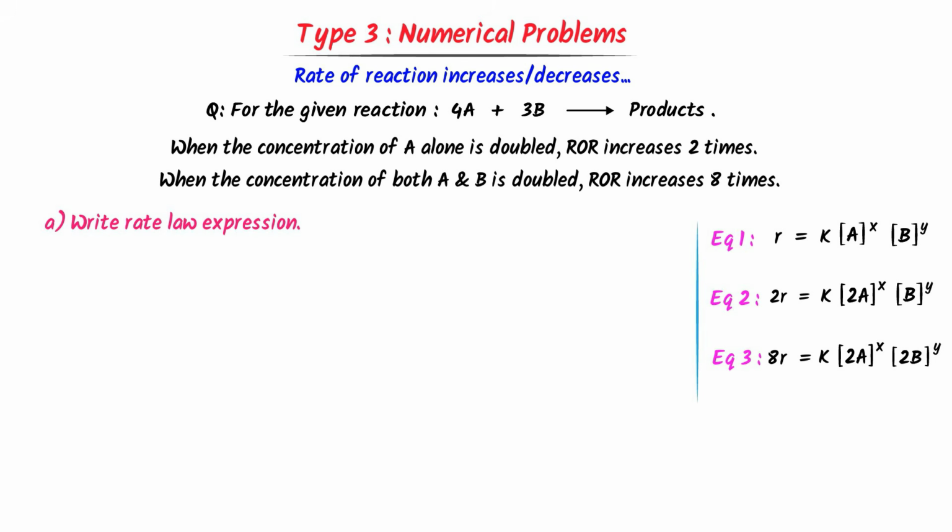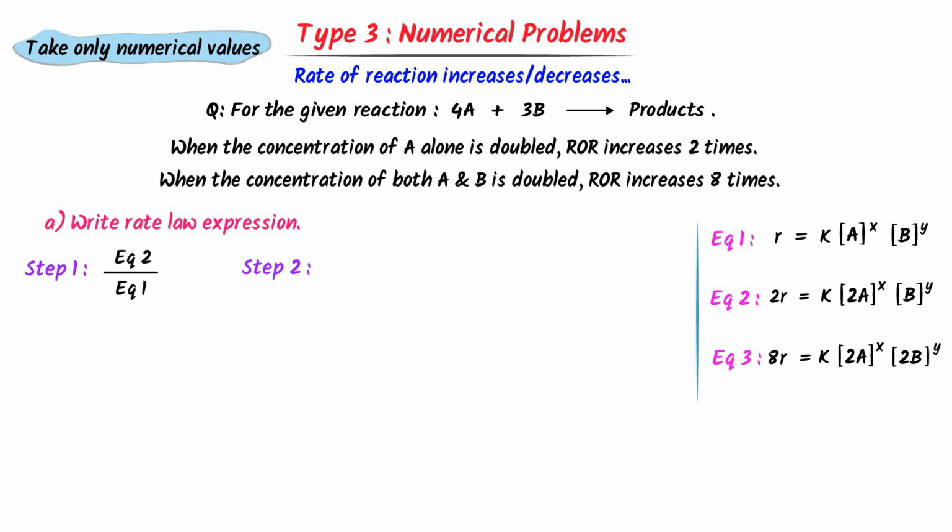To do so, I will use my personal trick. I write step 1 and step 2. In the first step, I divide equation 2 by equation 1. My personal trick is I will write only the numerical values in each equation. Let me repeat it. I will write only the numerical values in each equation.